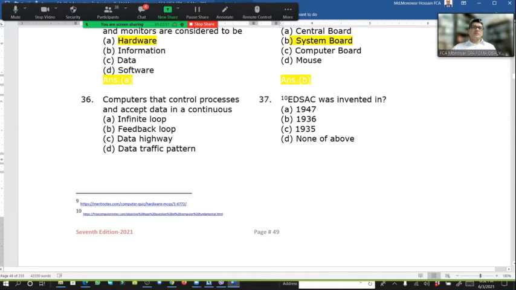And 36, a computer that controls process and accepts data in a continuous loop: infinitive loop, feedback loop, data higher loop, data traffic. What would be the answer? Here the answer is B, feedback loop.